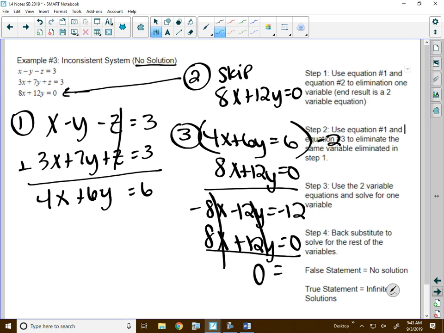you have 0 on the left-hand side when you add. When you add on the right-hand side, you get negative 12. Is it true that 0 equals negative 12? No. Take a look at your steps on the right-hand side. We have these 2, false statement and true statement. We just said 0 equals negative 12 is a false statement. So when you get a false statement like that, automatically it's no solution. You're done.